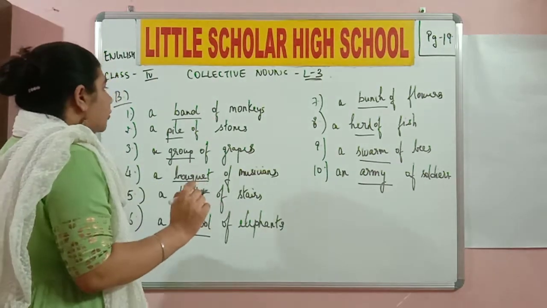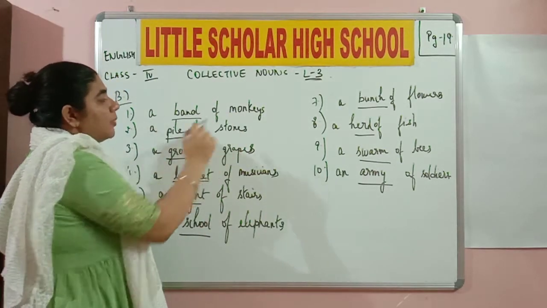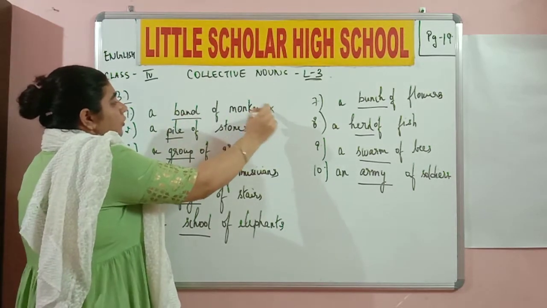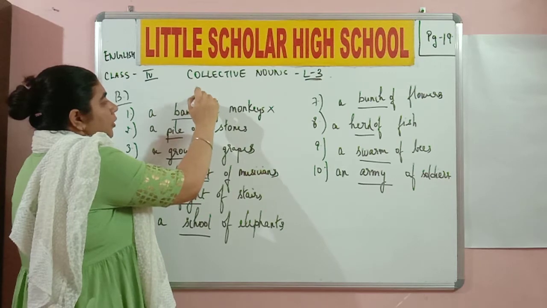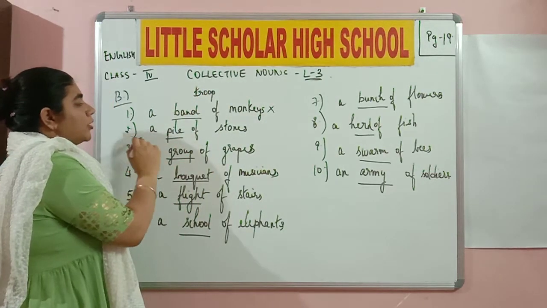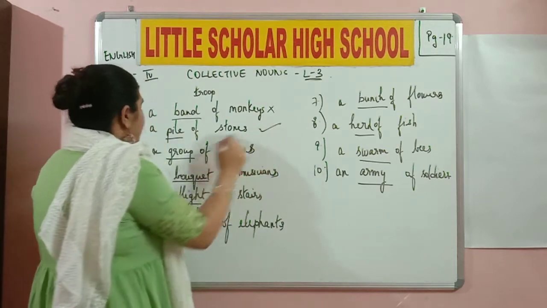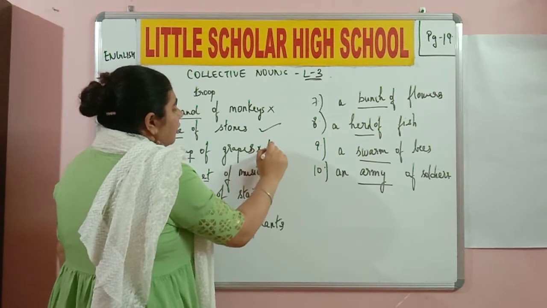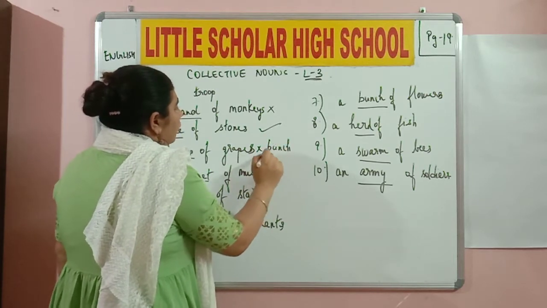Okay, let's do it together. First one, a band of monkeys. Do you think this is correct? No. Okay, you need to put a cross over here and mention here troop. It should be troop of monkeys. Fine. Next one, a pile of stones. This is correct. A group of grapes. This is wrong again. You need to mention a cross and write here a bunch of grapes.